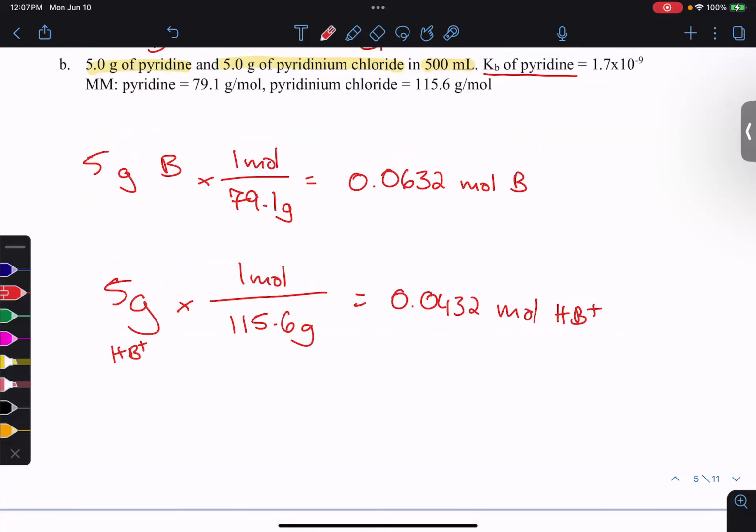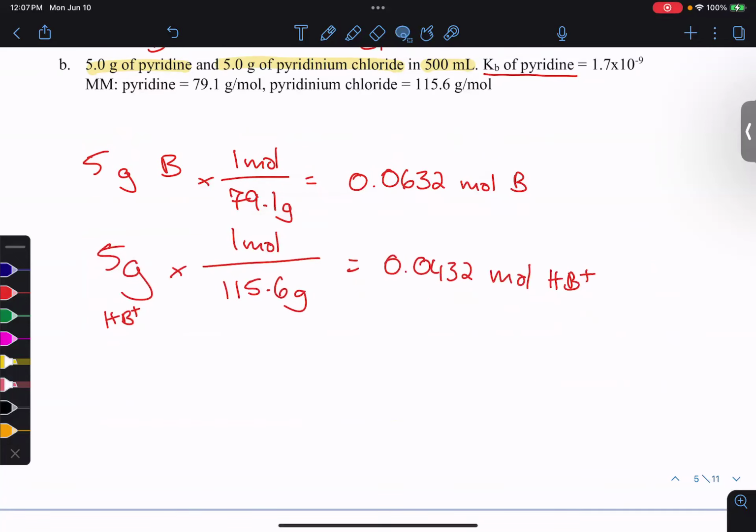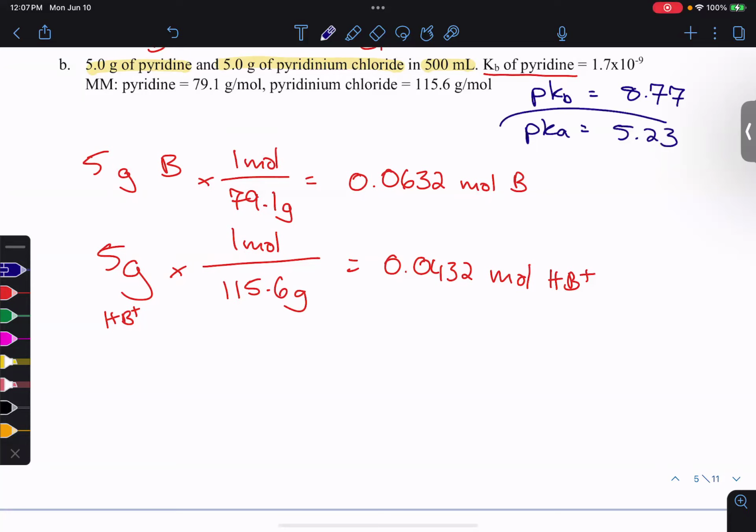So notice that this is a buffer. We're going to use the Henderson-Hasselbalch equation. I give you a Kb. So negative log of that number, 1.7 E negative 9. Okay, so this is equal to 8.77, I believe. But this is pKb. I need pKa. So if I take 14 minus that, I get that the pKa is 5.23. This is the number that I want to use, right? Because the Henderson-Hasselbalch is pKa plus log base over acid. So we got to convert that pKb to pKa. Those two numbers add up to 14.